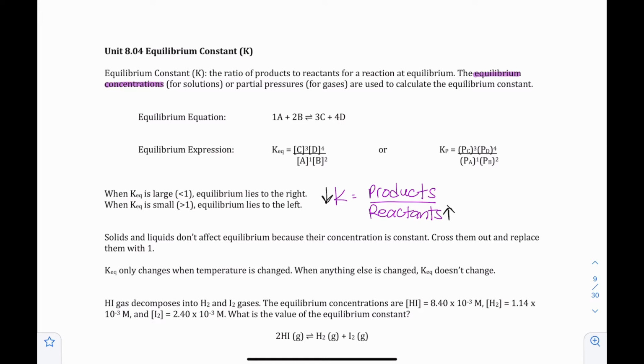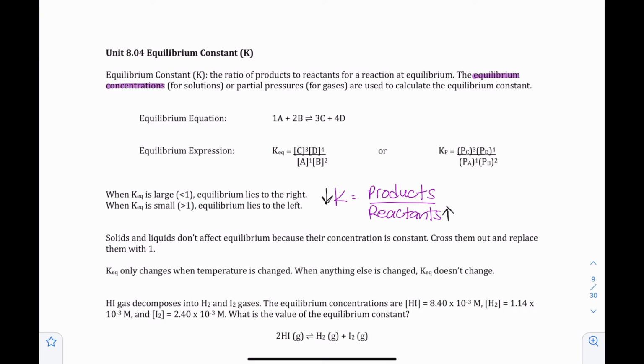Now keep in mind that aqueous solutions affect concentration, and the partial pressure of gases affect the total pressure. But solids and liquids don't affect equilibrium because their concentration remains constant. So we're going to omit solids and liquids from our equilibrium expression by crossing them out and replacing them with a 1.